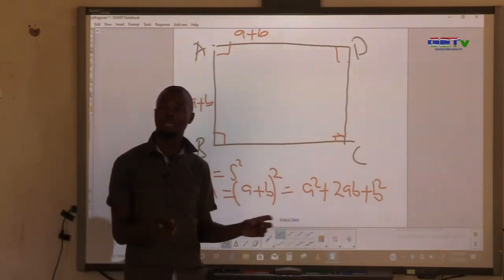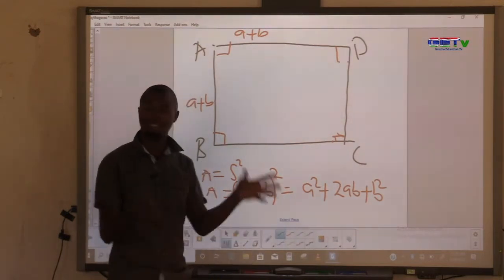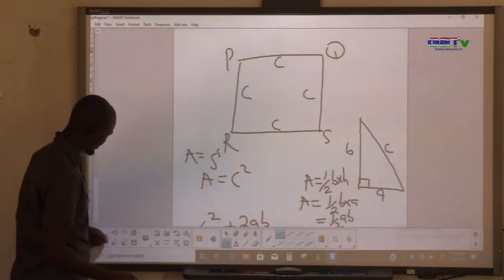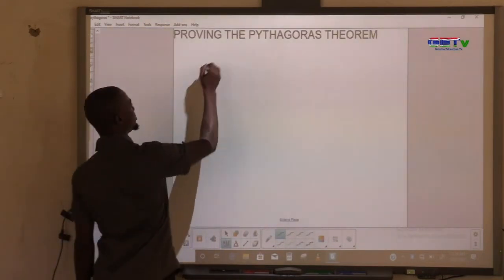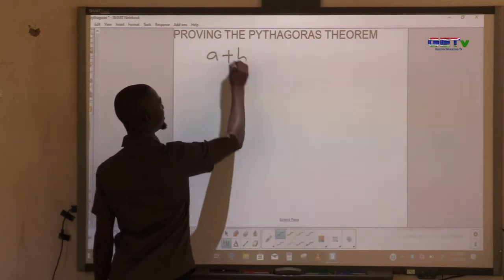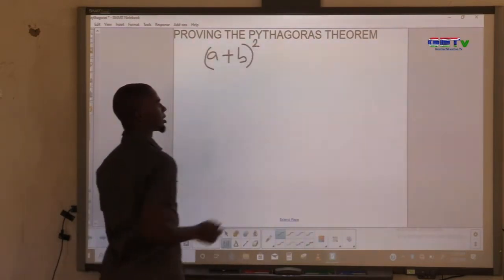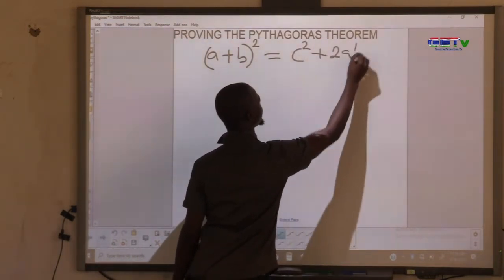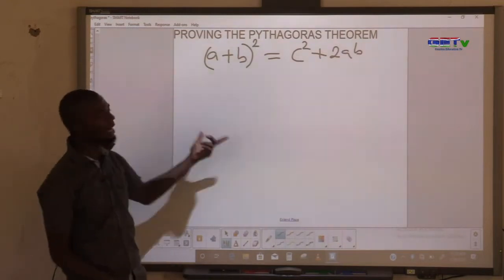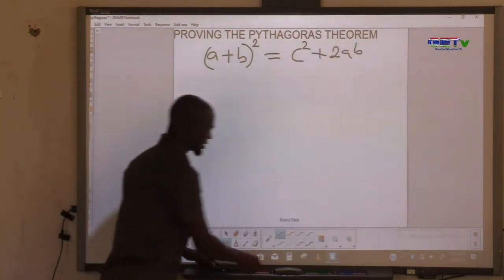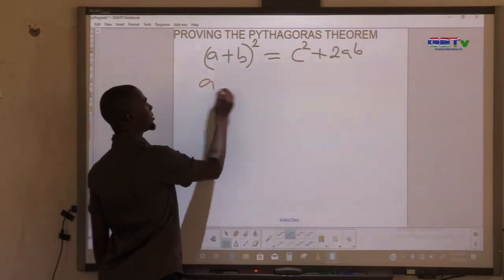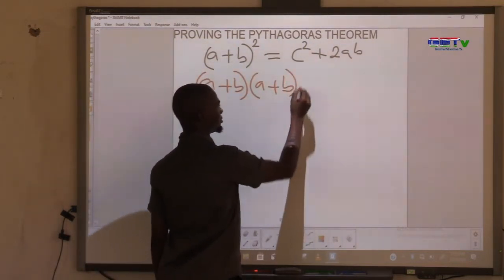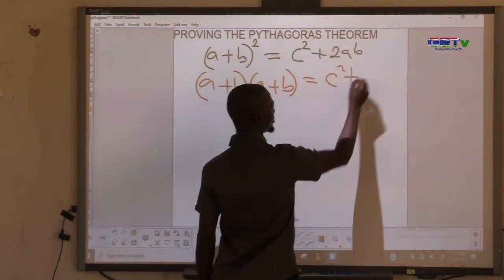These 2 areas are equal because it's the same square that we are finding the area of. So we equate the areas of the 2 squares. That is going to be A plus B square, which is equal to C square plus 2AB. If you expand this, expanding this will give you A plus B times A plus B, which is equal to C square plus 2AB.